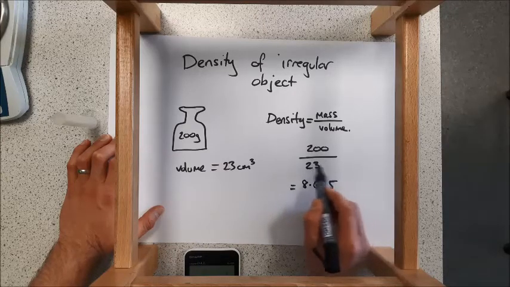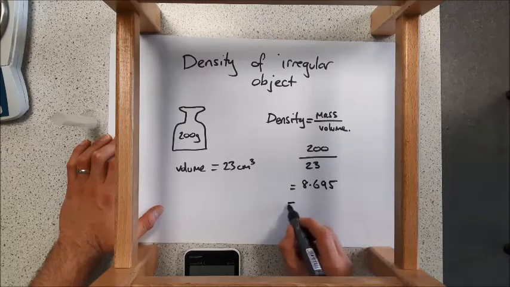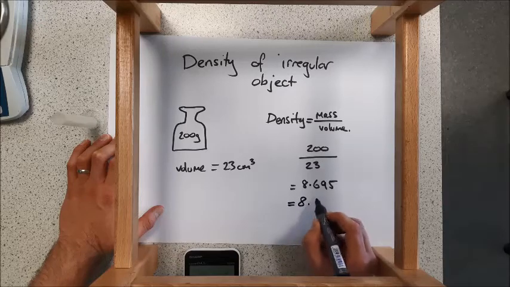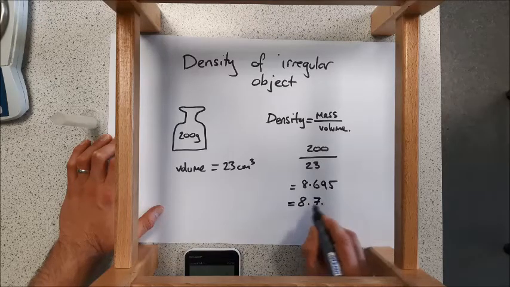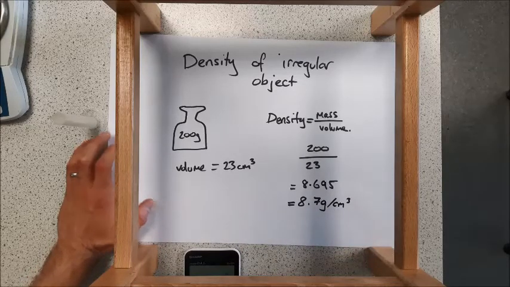Now remember, in terms of using too many decimal places, this time the precision on my measuring equipment was probably only to about the nearest half centimeter cubed. So I'm going to have to round this, so I'm going to make it 8.7, and then my units are going to be grams per centimetre cubed. Okay, job done.